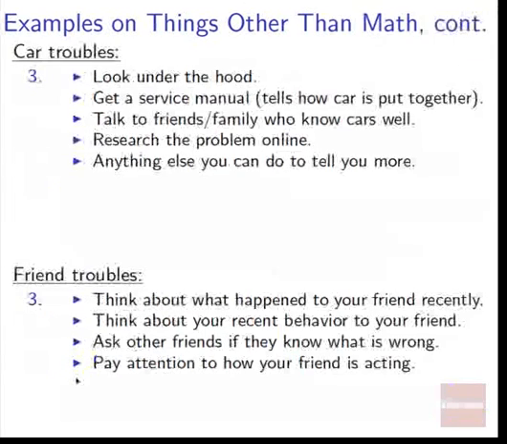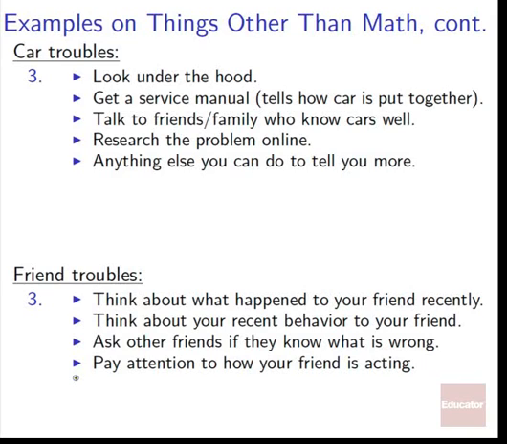For car troubles, if we want to answer what those unknowns are, get a sense of those things, there's a bunch of things we could do. We could look under the hood. We could get a service manual for the car. A service manual tells us how that car is put together. We could talk to friends and family who know cars well. We might research the problem online or anything else we can think of that would tell us more about what's going on with the car, right? These would help us answer the unknown questions of what's wrong, what's the issue, has there been any damage, and how do we fix whatever damage it is and fix the underlying issue.